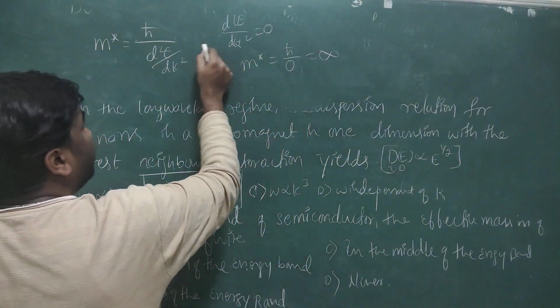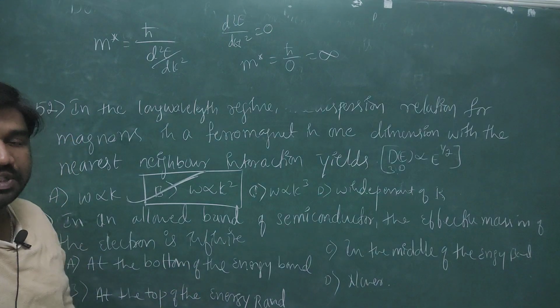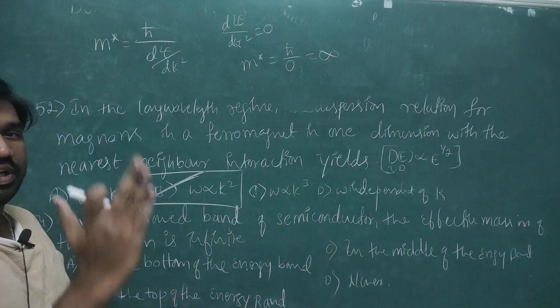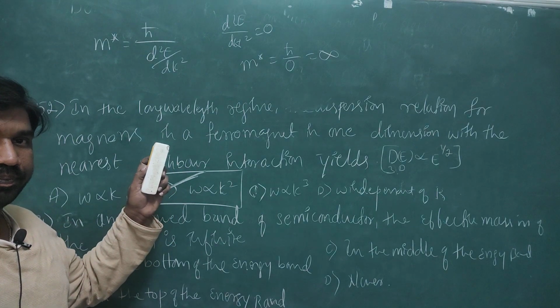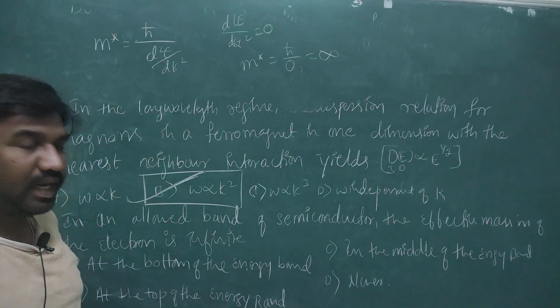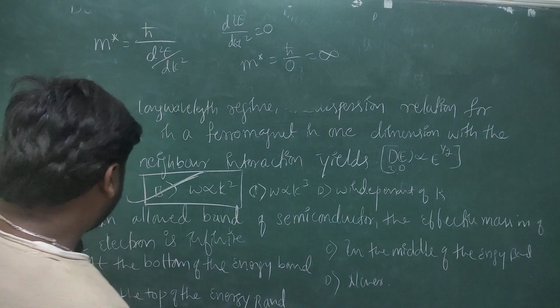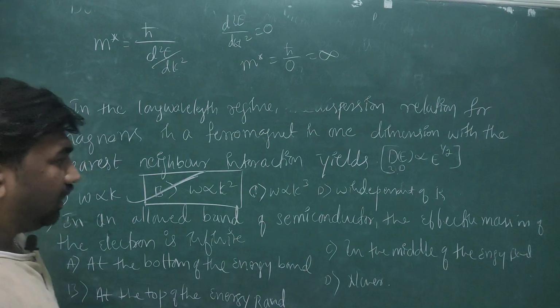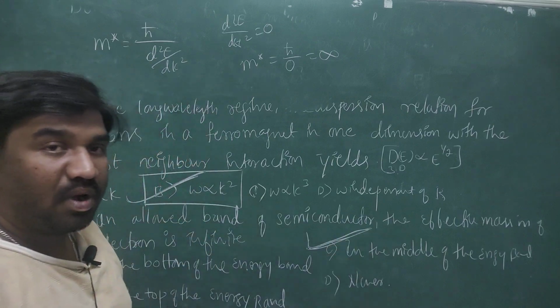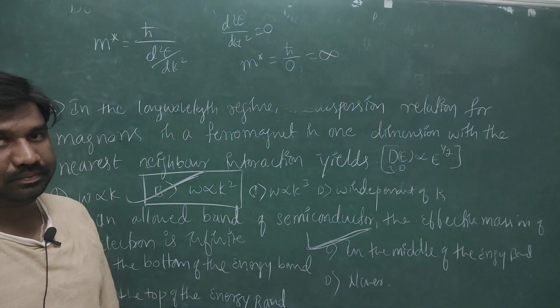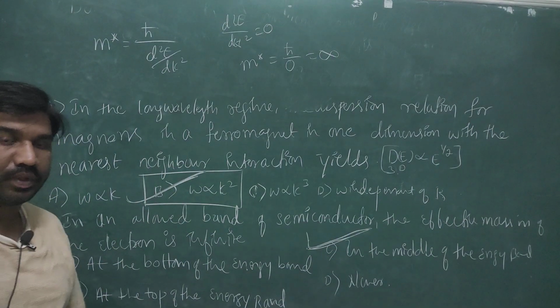So d square E by dk square is equal to 0. Zero is always in the middle between negative and positive. Okay. So that's why the answer is in the middle of the energy band, effective mass is infinite.